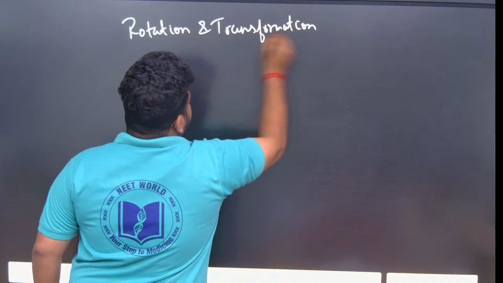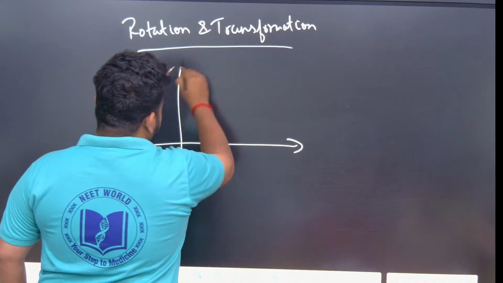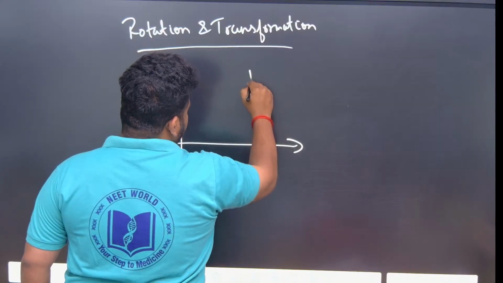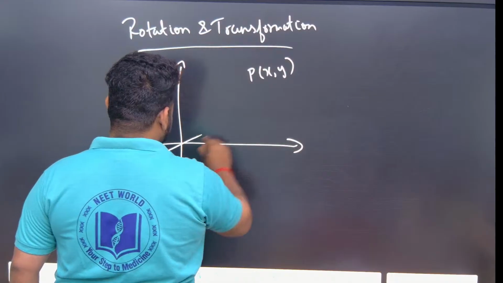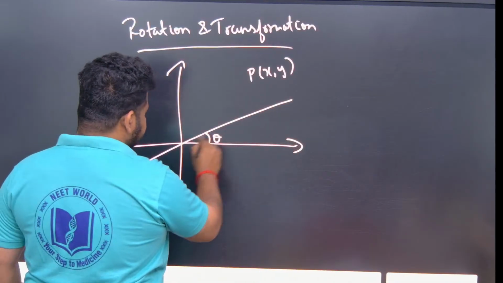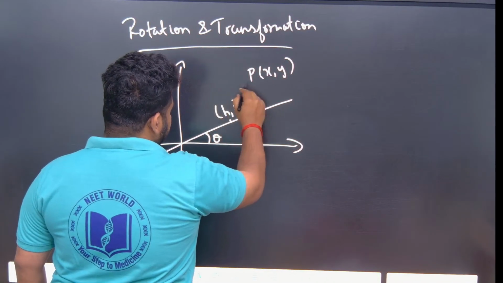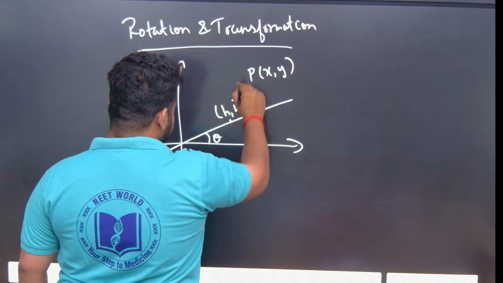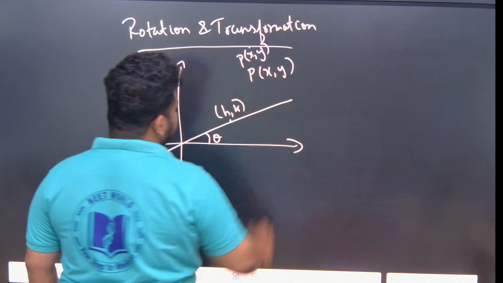In that case, what happens? So let us draw rough diagrams. If I draw like this, so this will become P of x comma y. If I rotate it like this, this will become angle theta, and from here I will shift it here, h comma k. This point will move somewhere here, x dash y dash.